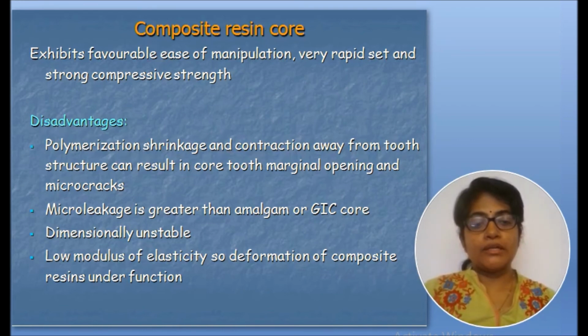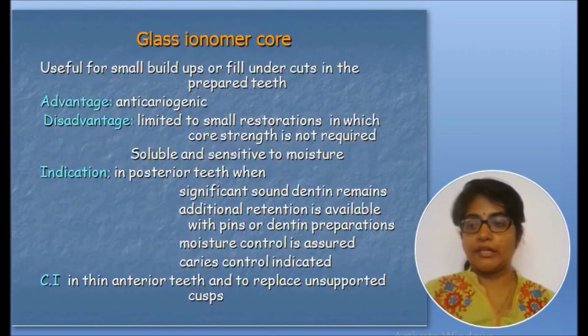However, in today's times we have very strong composite core materials coming up like Luxa core, and those materials are very strong. So the only problem here we can encounter is polymerization shrinkage. So we have to master the technique of packing the composite properly to reduce the shrinkage. So that is how composite resin core is the most promising material in today's times.